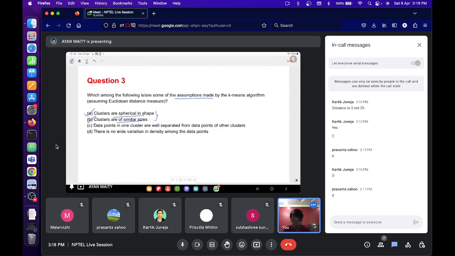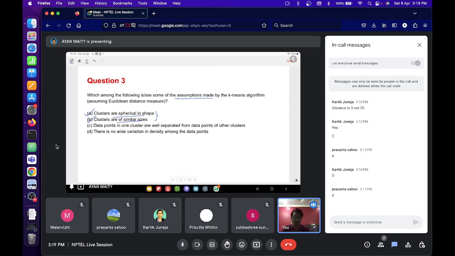Option C and D are not true. That data points in one cluster are well separated from data points in other clusters. This is not assumed by k-means clustering, and it does not take care of that thing at all, whether the clusters are well separated or not. And option D is there is no wide variation in density among data points. So it doesn't think about density at all. K-means doesn't think about density at all. So it just tries to find out the Euclidean distance of every point from the centroid, and based on that it allocates every point to some cluster, the closest cluster. So in that sense, option C and D are not true.